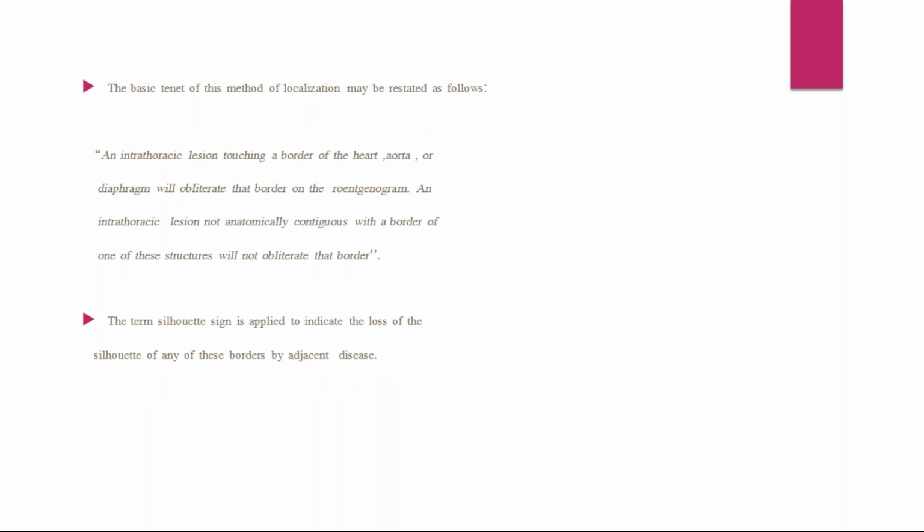The basic tenet of this method of localization may be restated as follows. An intrathoracic lesion touching a border of the heart, aorta, or diaphragm will obliterate that border on the X-ray. An intrathoracic lesion not anatomically continuous with a border of one of these structures will not obliterate that border. The term silhouette sign is applied to indicate the loss of the silhouette of any of these borders by adjacent disease.